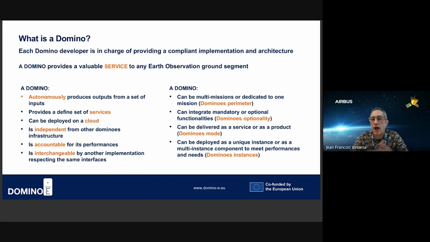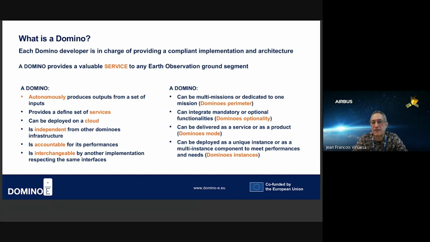And he's going to do as he wants, because what we want at the end is a service from this domino. So a domino is going to autonomously produce output from a set of inputs, providing a different set of services. It can be deployed in-house, on bare metal, or even on a public cloud. As I was saying, it is independent from the rest of the architecture and is responsible for its own performance. And what is nice is that it can be replaced when you do another implementation, and you don't disrupt everything.